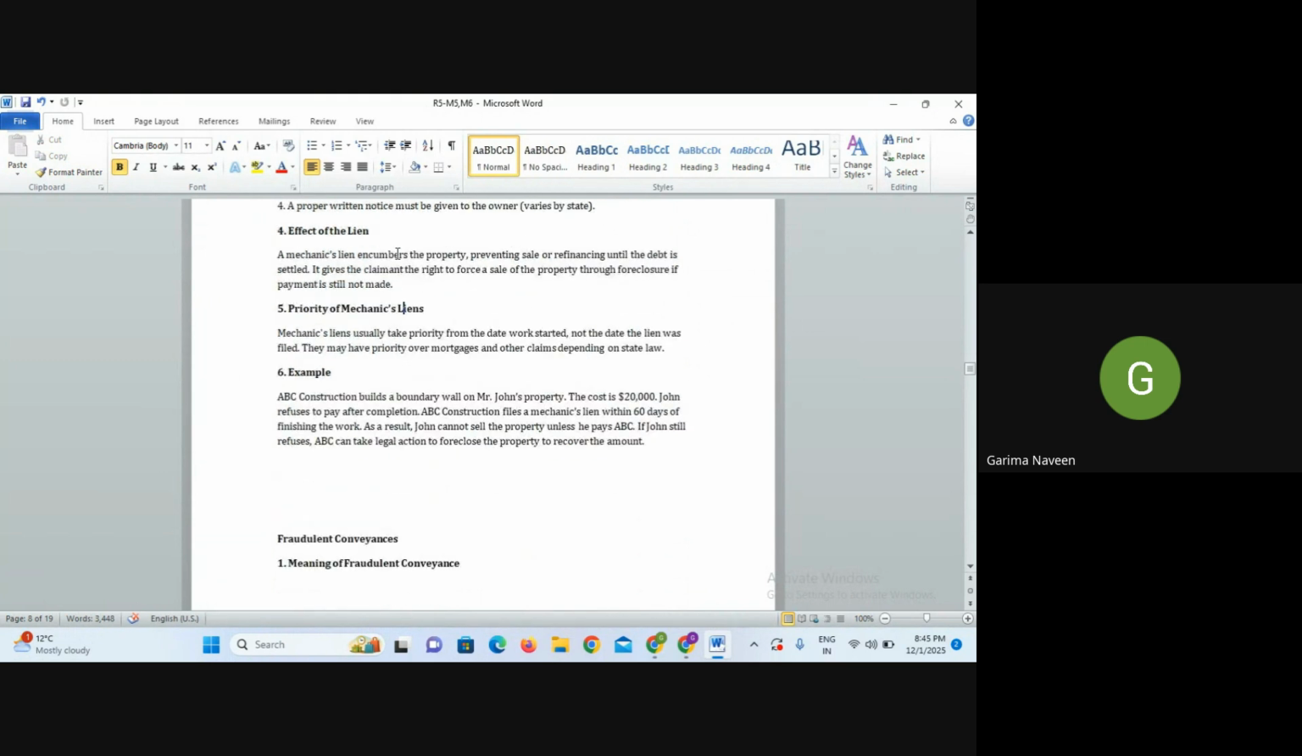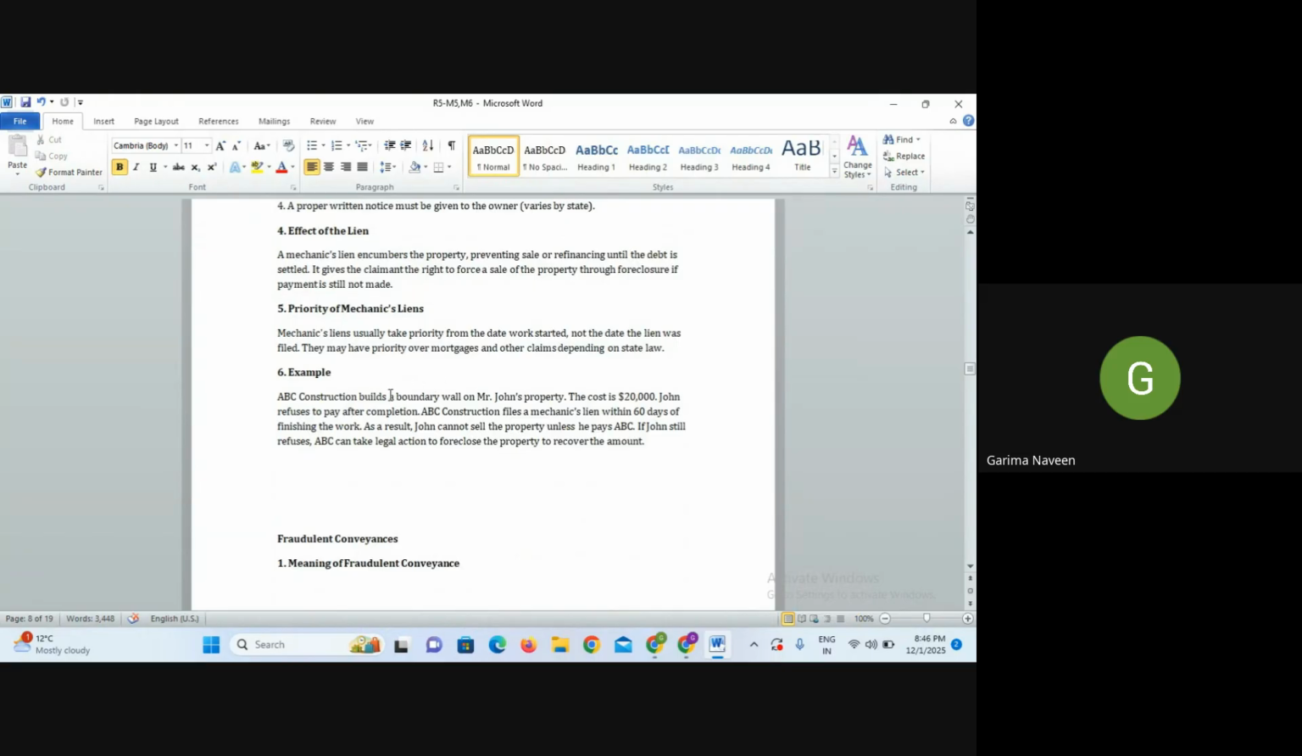Priority of a mechanics lien is usually from the date the work started, not the date the lien was filed. They may have priority over mortgages or other claims. So if the debtor has some other mortgages or other claims, in that case your mechanics lien can get priority as compared to the mortgage and other claims on the debtor.